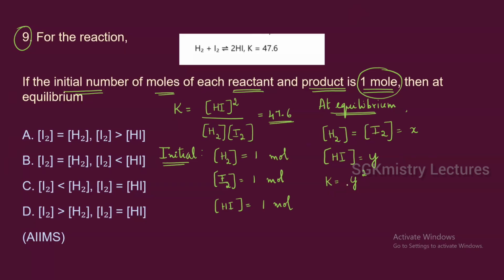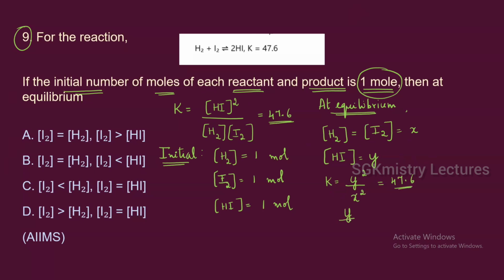So I have to write y square divided by the concentrations of H2 and I2. Both H2 and I2 are taken as x here, so x into x will be x square. Now this is equal to again 47.6, because the K value has already been given.